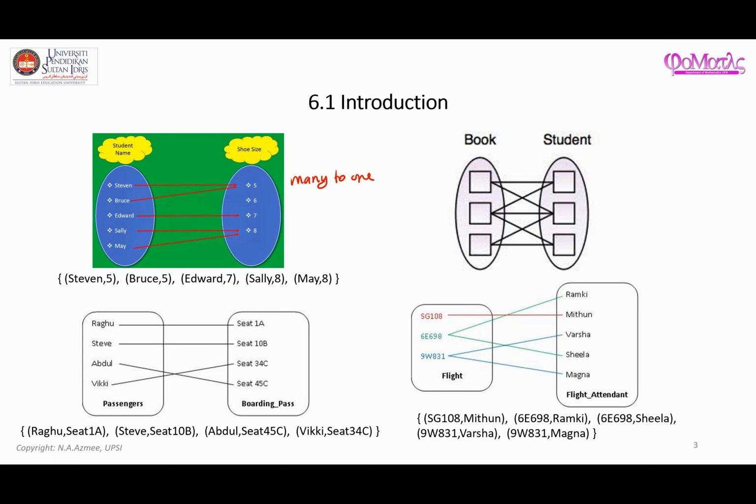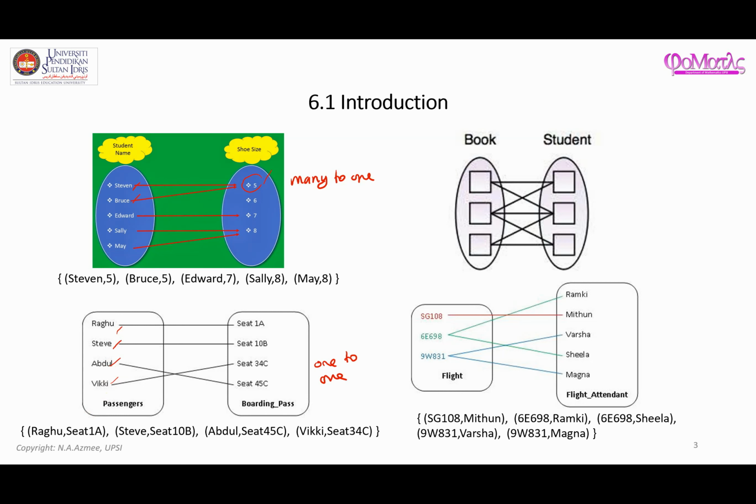You can see two different people here being assigned to one output. For example, Stephen has shoe size 5 and Bruce also has the same shoe size, so many to one. Over here we have a one-to-one relation. Each person is assigned to one specific seat.